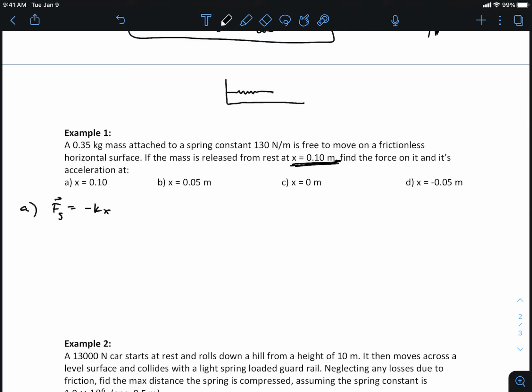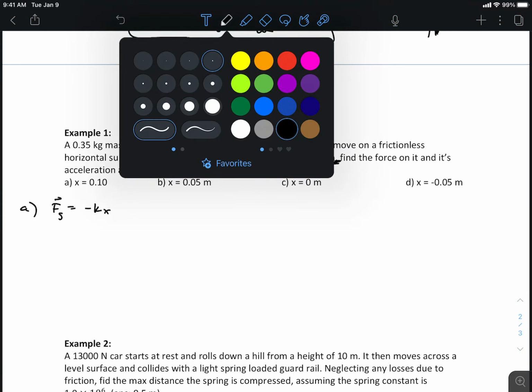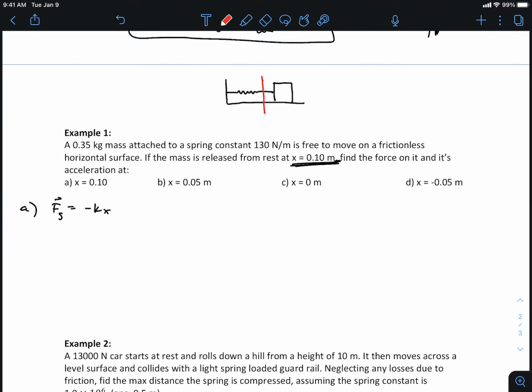And for the first one, the equilibrium, it does not say. So we'll assume that it's at, we'll call this, I'll draw the equilibrium in. Okay, so for part A, we're saying that we've displaced the box 0.1 meters to the right, in the positive direction. That's why this displacement we called to be positive.